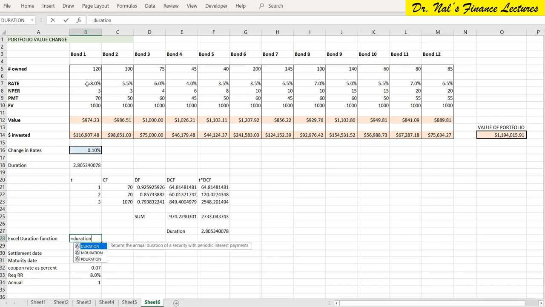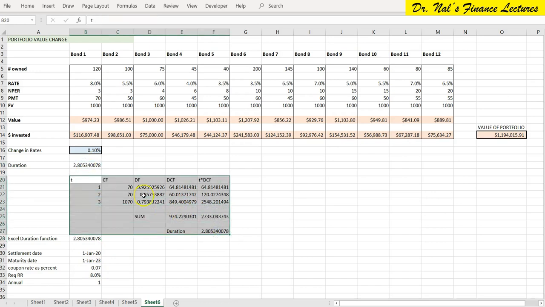So we just write duration, and it's asking for a settlement date, which is this date, the maturity date, which is this date, the coupon rate, which is this, 7% basically, the yield, which is this, and finally the frequency. It's annual, right? So I just double click this or just select this one, doesn't matter. All right, it's always 1 in our case. That's it. Hey, look at that. We got the same. So this whole table basically gives us the same answer as the Excel function.